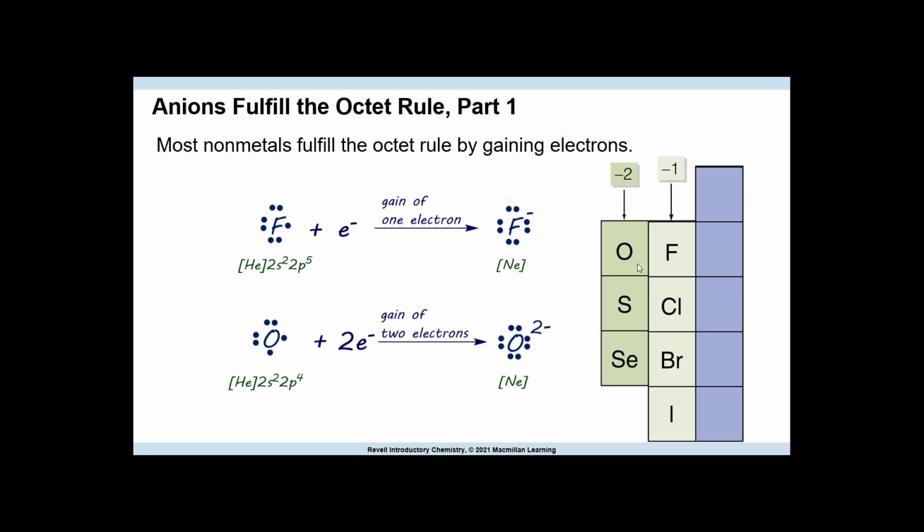Each of these elements is 2 electrons short of a noble gas configuration. So oxygen needs 2 electrons in the outer valence level: 1, 2. It gains 2 electrons with the resulting charge of 2-. These atoms below also form 2- ions. So sulfur will also take on a 2-.